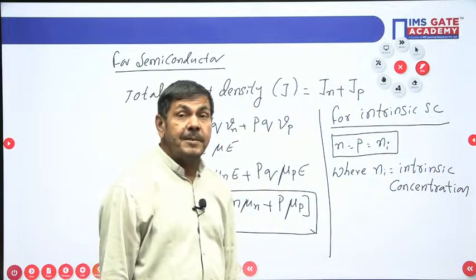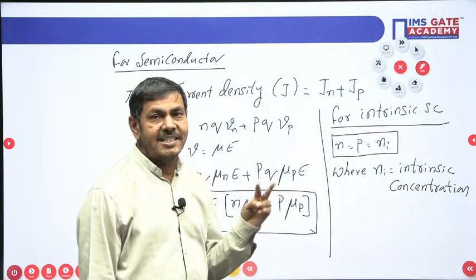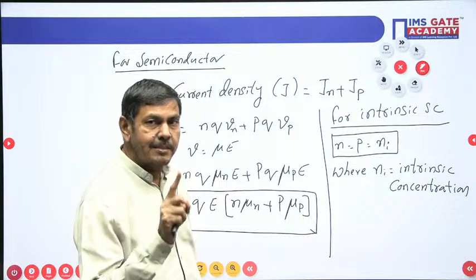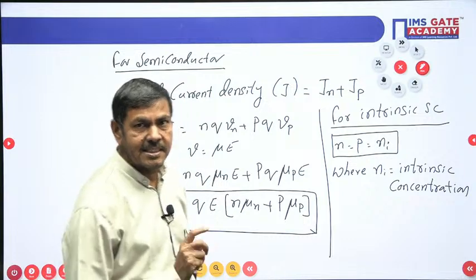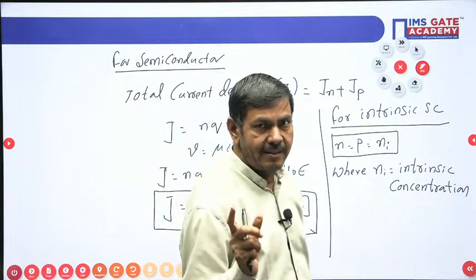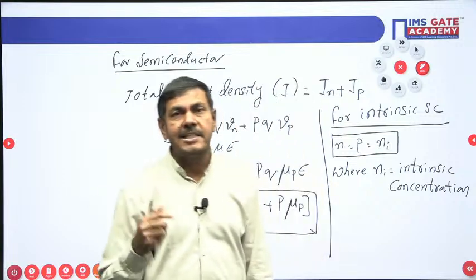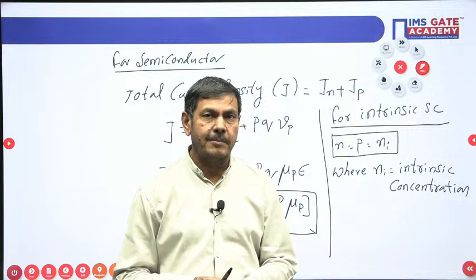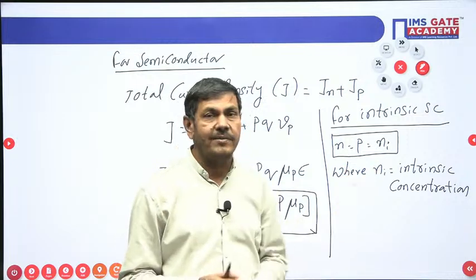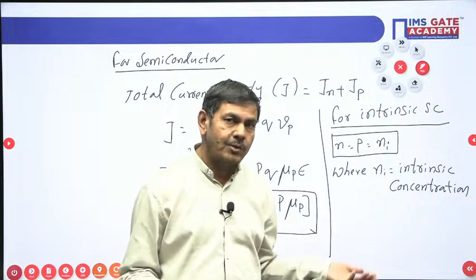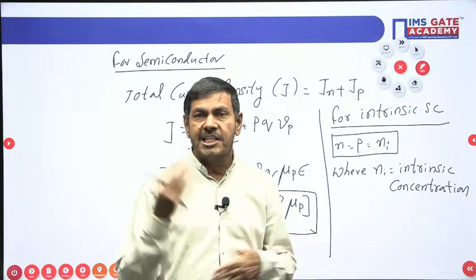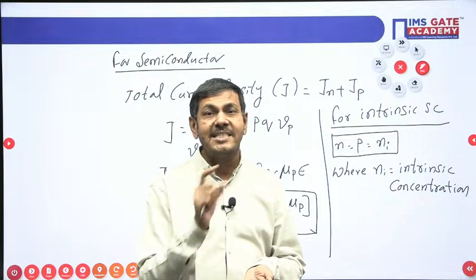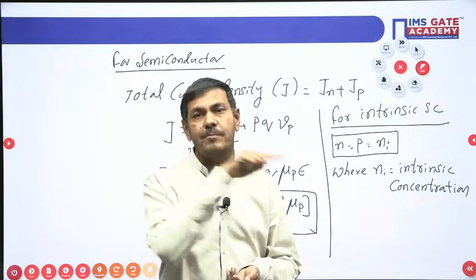But Ni depends upon two factors only. One is the type of the material, and the second is the temperature. Whenever the material changes, say germanium or silicon, Ni has a different value. Even when the temperature varies, Ni also changes. How is that change possible? In the next class, I will discuss that point.